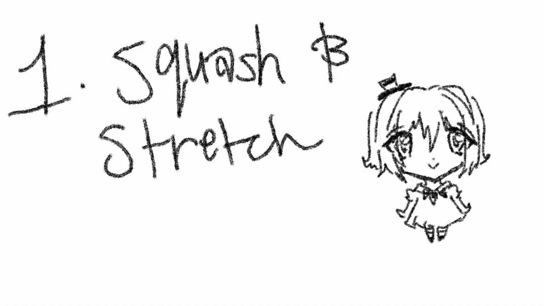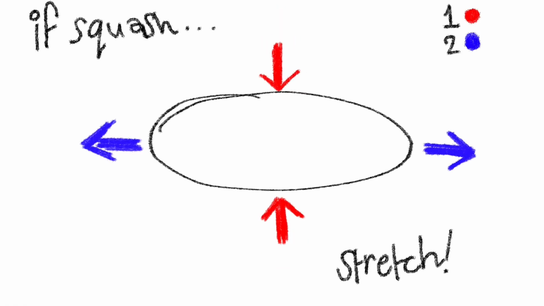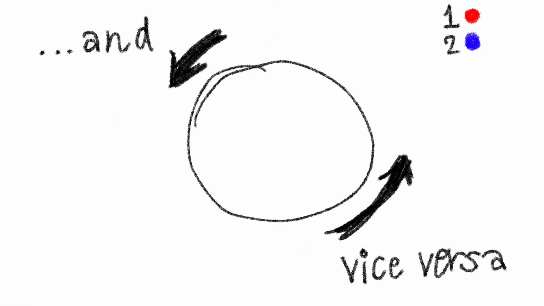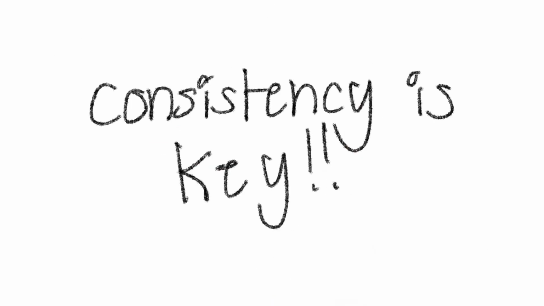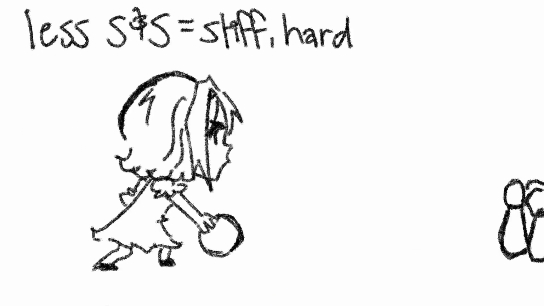Squash and stretch. Emphasizes speed, weight, and mass of the object. So how do we do it? If you want to squash, you also have to stretch. And vice versa, if you want to stretch, you have to squash it inwards. Consistency is key. The more you add, the bouncier and softer it is, and the less, the stiffer and harder.